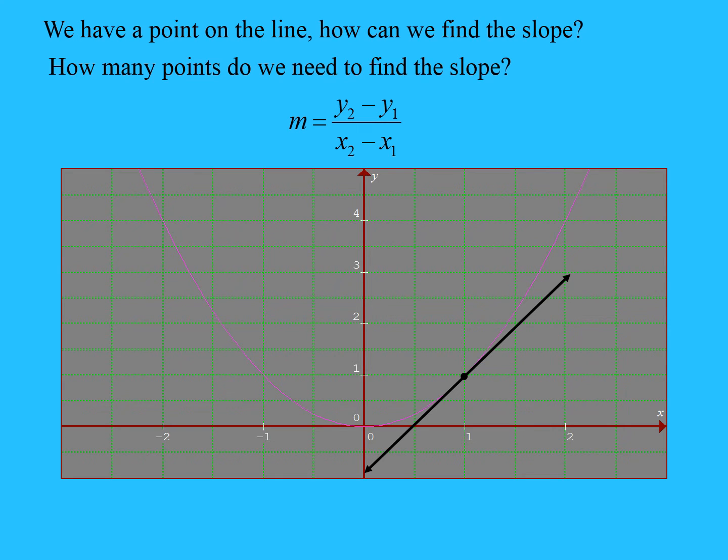But since this is a tangent line, we only have 1 point that we know for sure is on the line. This point right here, we know this point is (1, 1). Now we could estimate a point out here if we wanted to, but we don't have another point on that line, so we can't apply the slope formula.